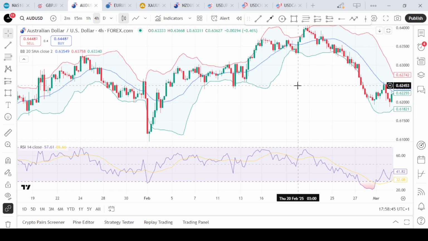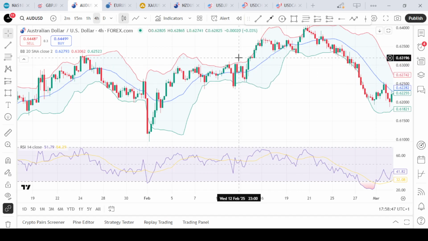So a breakout usually occurs after a squeeze. So after a squeeze, you are expecting a breakout. If price breaks out from the upper band, as you can see in this example, it broke out through the upper band area, you are looking for buy signals. While if it breaks out to the lower side, we are expecting sell signals.